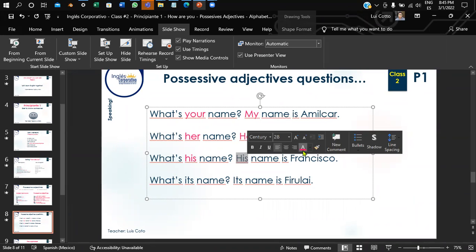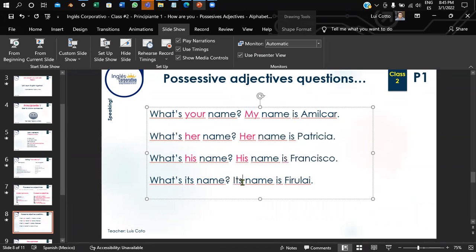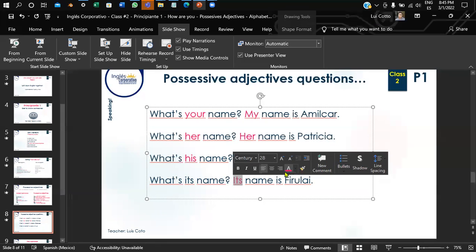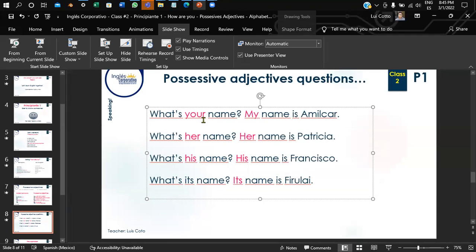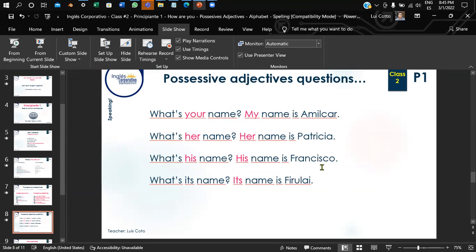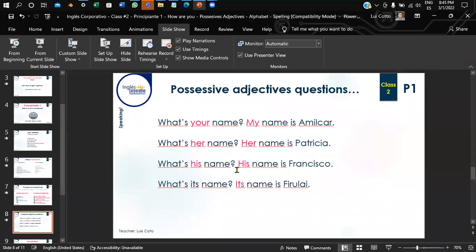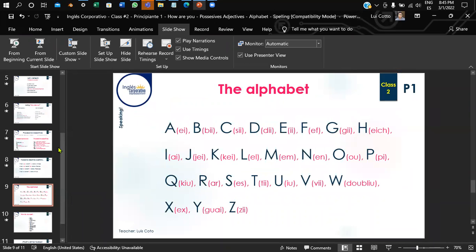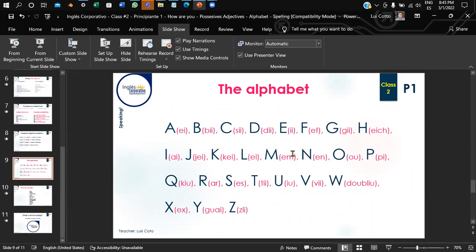They are correct. Okay. Possessive adjective according with the subject. Okay. Possessive adjective. Very good. Okay, that is for practice. Practice those questions. Okay, let's continue. Let's repeat the alphabet.